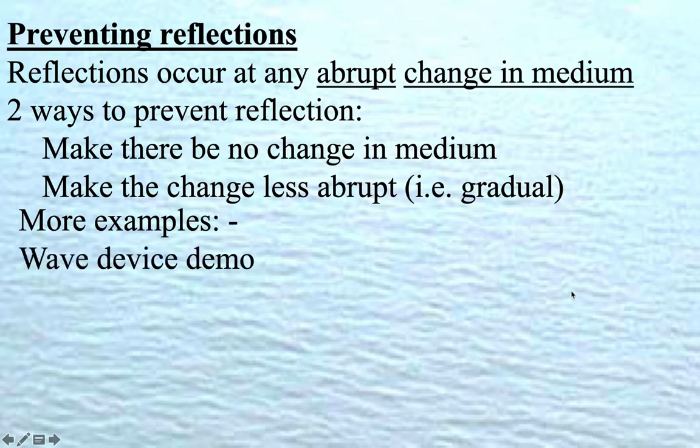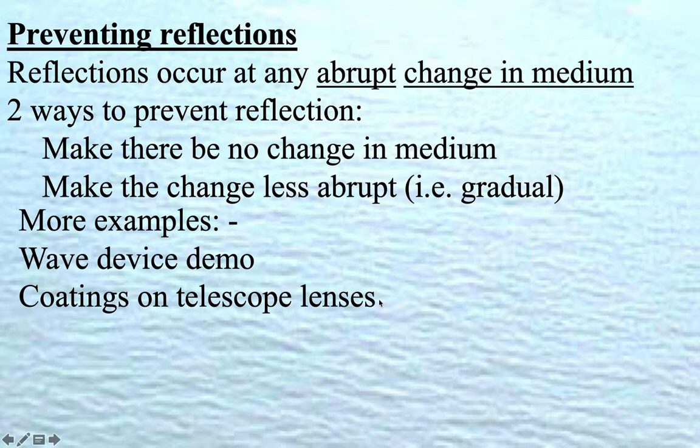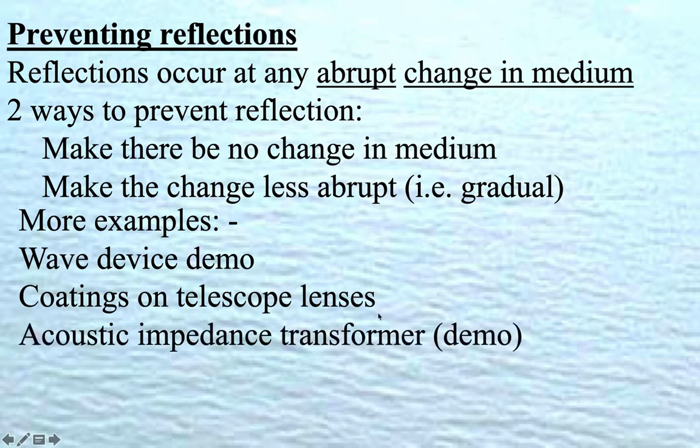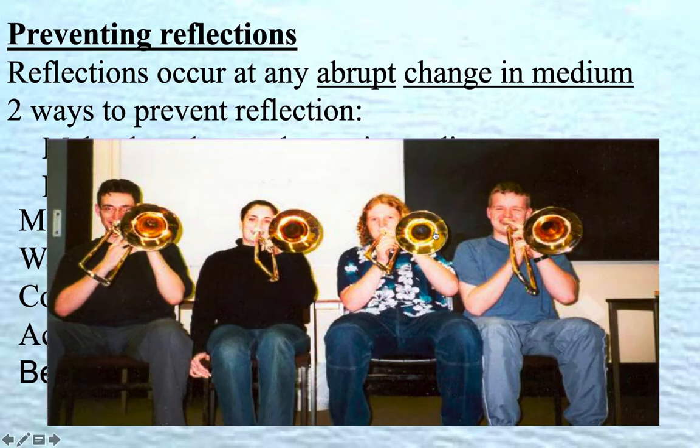Another example, right? I've got a demonstration of it. You can coat telescope lenses so that the light slows down. And you can make it wavelength specific, which is kind of cool. And then, an acoustic impedance transformer. Let me just show you this. This is an acoustic impedance transformer, right?